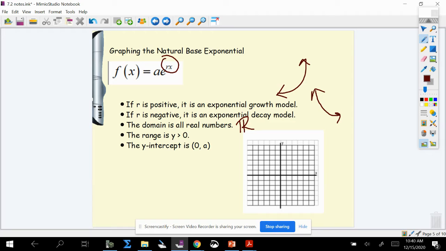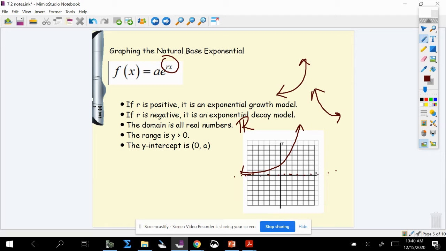My range is going to be above the x-axis. So my range is going to be everything where y is greater than 0. What ends up happening is you have an asymptote that's going to happen right along the x-axis. And your graph's going to look a lot like this. So it's going to get really, really close to that asymptote, but not touch it.